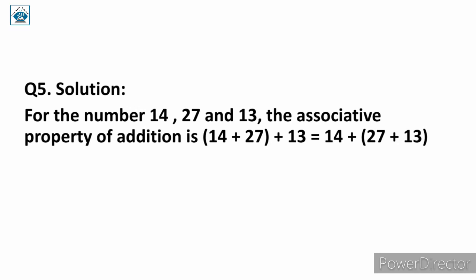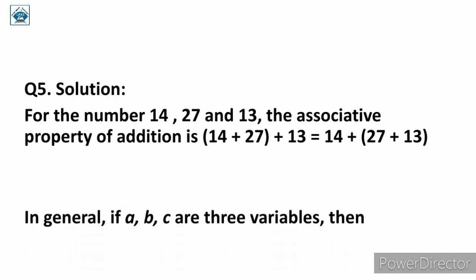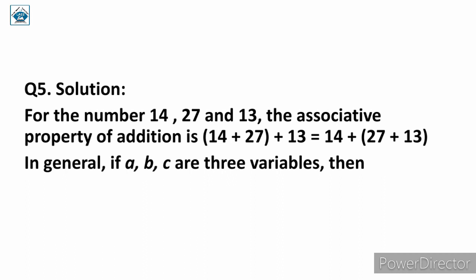For the numbers 14, 27 and 13, the associative property of addition is 14 plus 27 plus 13 is equal to 14 plus 27 plus 13. In general, if A, B, C are three variables, then we will have the associative property as A plus B plus C is equal to A plus B plus C. So in this way, you need to write the solution in your notebook.